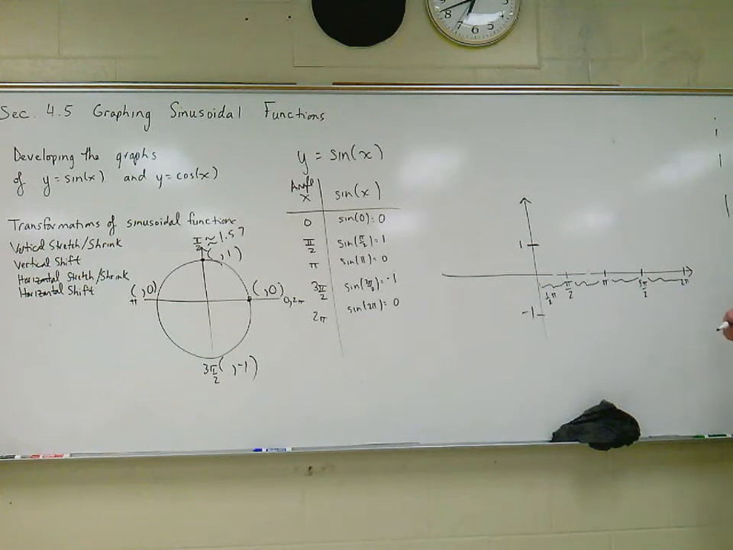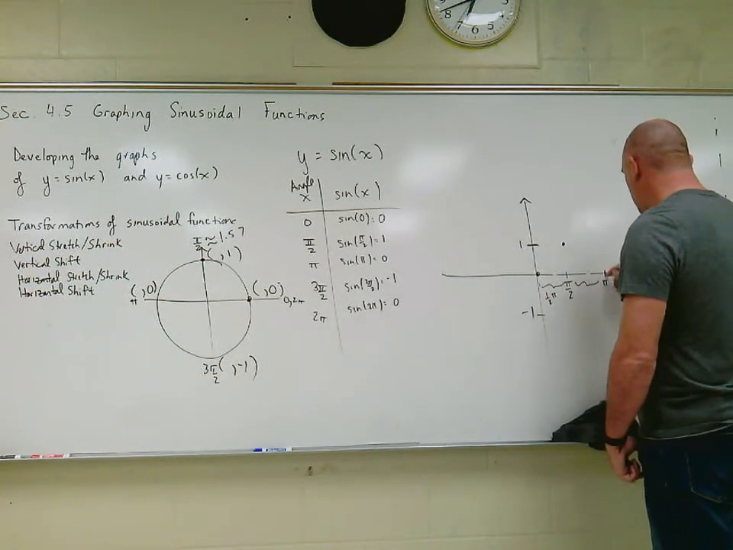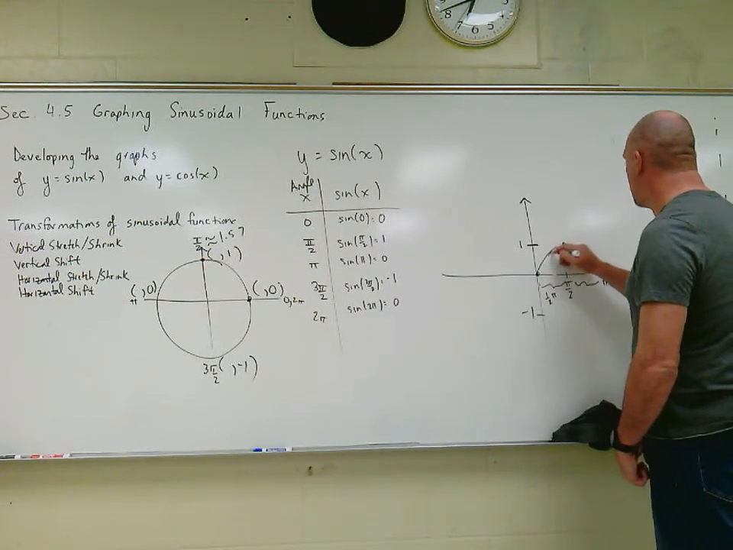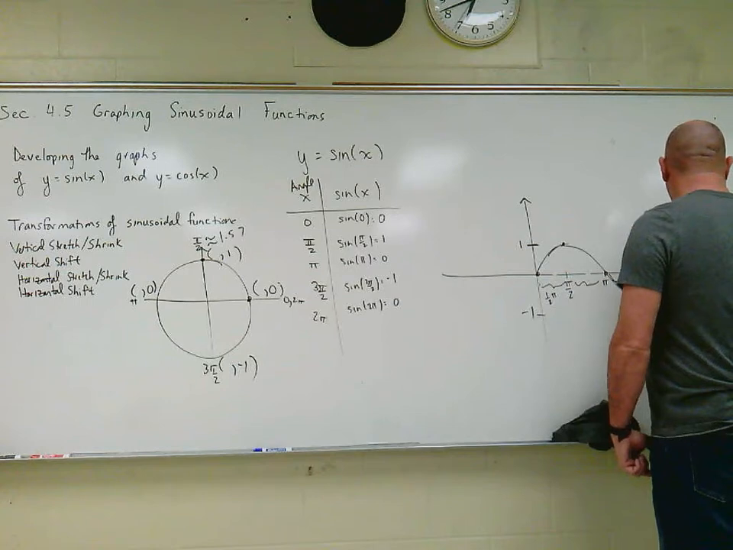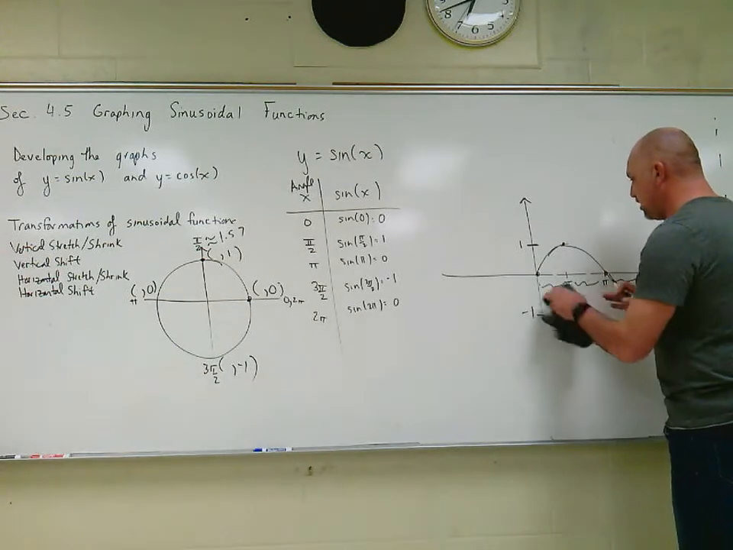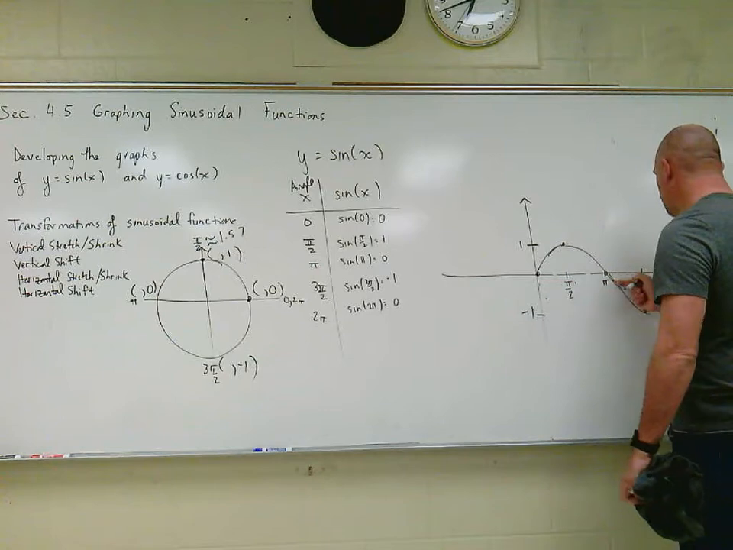There you go. Okay? And then we can just plot 0, 0, pi over 2, 1, pi 0, 3 pi over 2, -1, 2 pi 0. And if you connect the dots, you get a nice little wave like that. And what you're gonna see is that this goes forever like this.